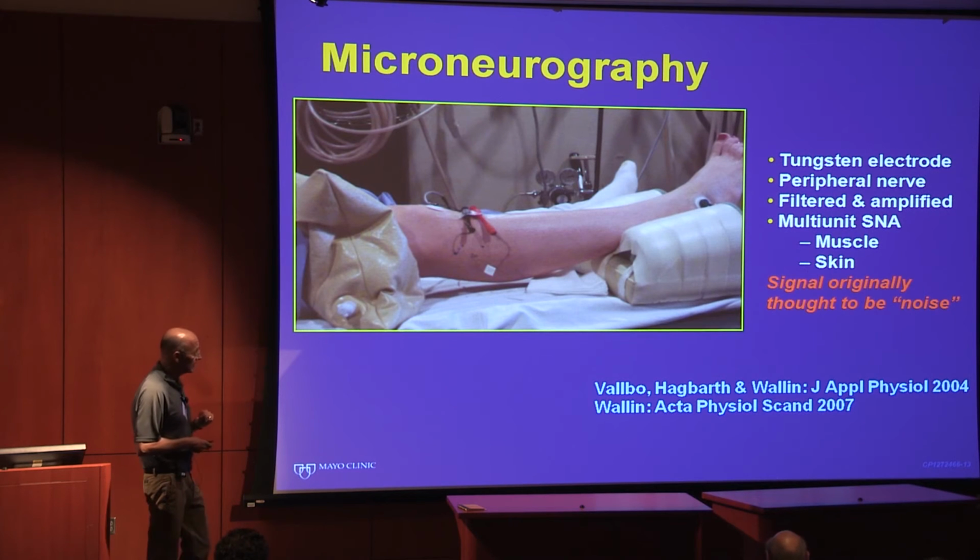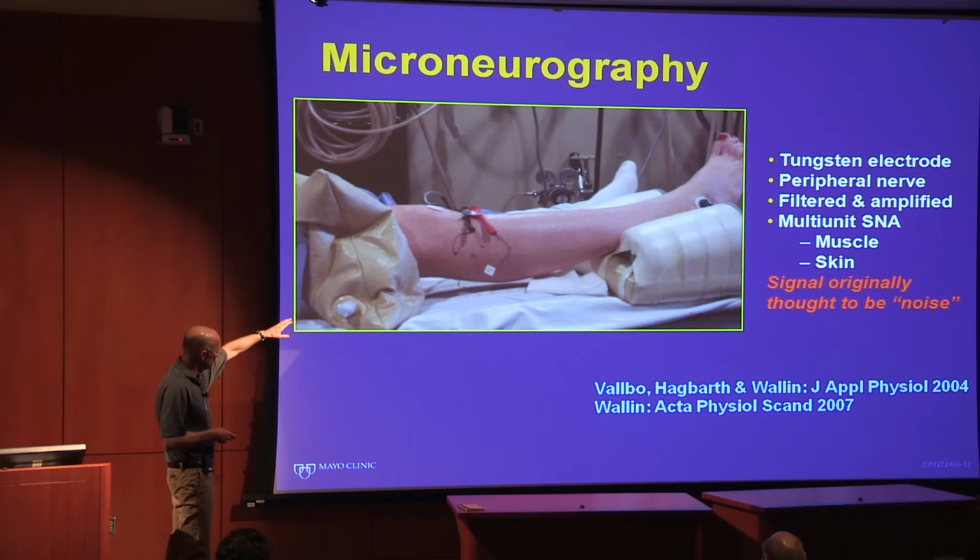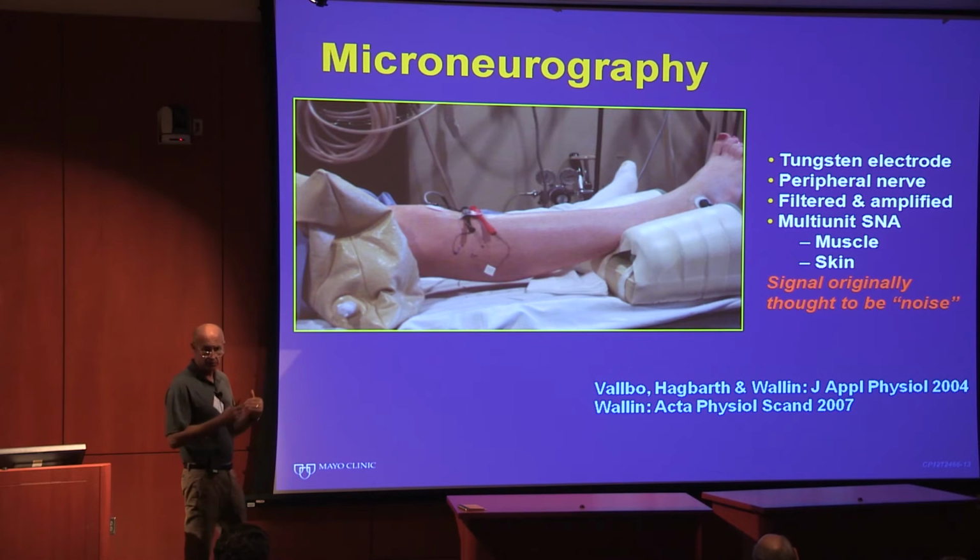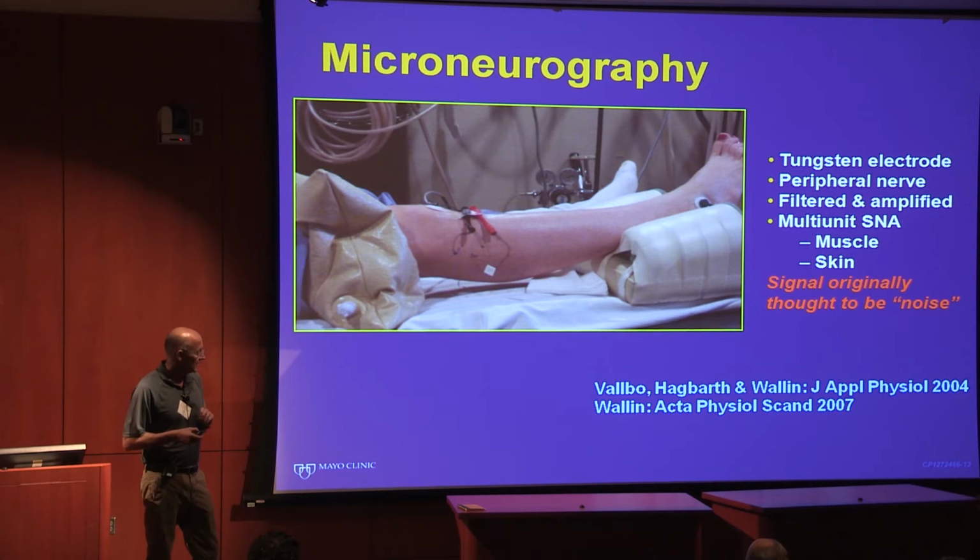This is how you do it. You take a tungsten microelectrode, you put it typically in a peroneal nerve, but you can put it in any peripheral nerve that is close to the body. It's filtered and amplified. You get multi-unit sympathetic nerve activity. There are some newer approaches to get single units, and you can get muscle or skin.